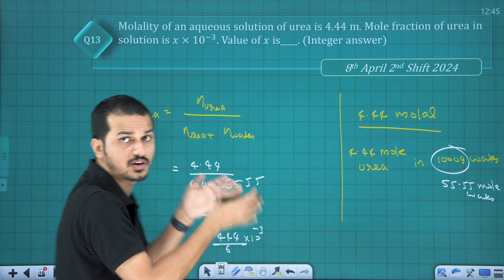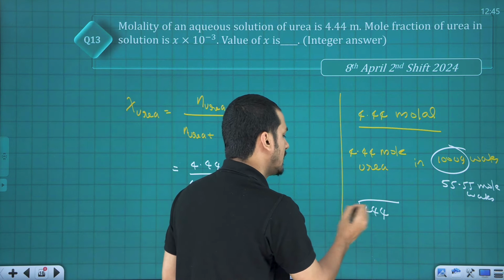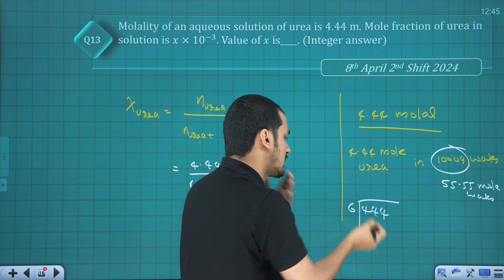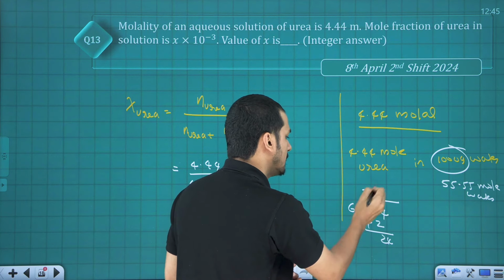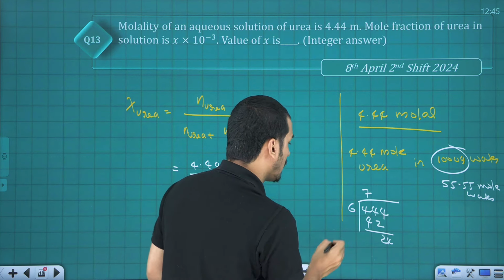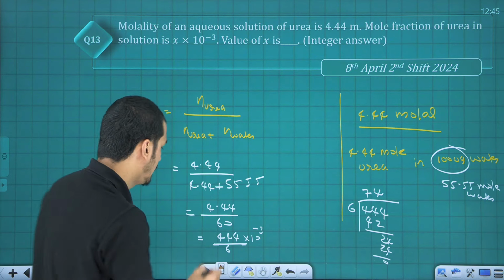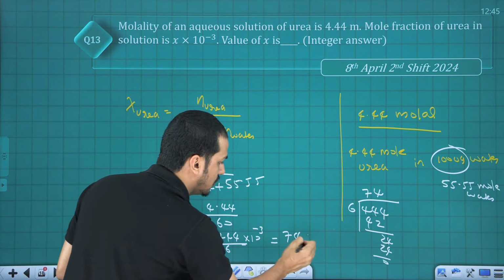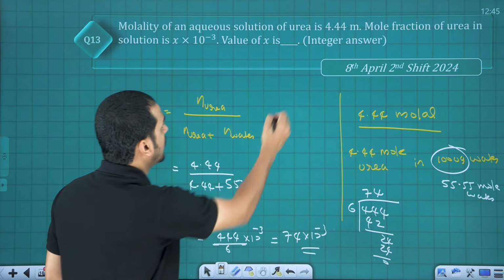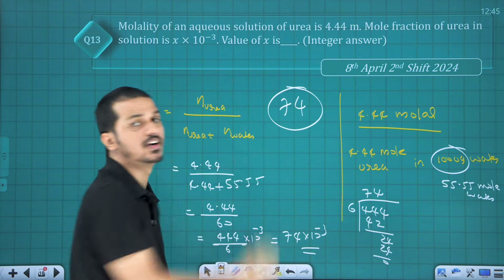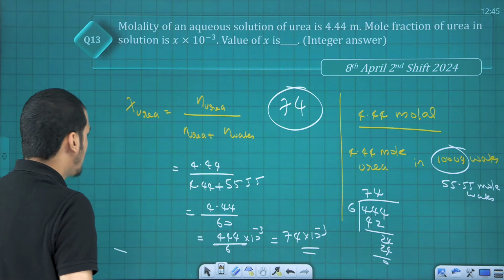What about 444 by 6? Once you are dividing 444 divided by 6, what's the answer? 7 6 are 42, then again 2 4. 4 6 are 24, 0. So that means 74 is the answer, 74 into 10 raised to minus 3. So our option is 74, our integer. Clear, dears? Okay. Set. We can go to the next question.